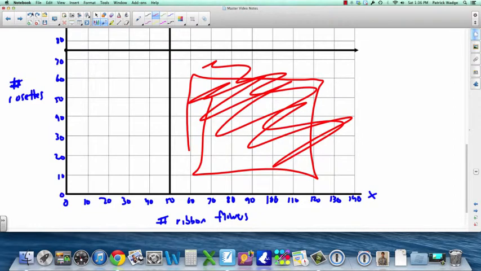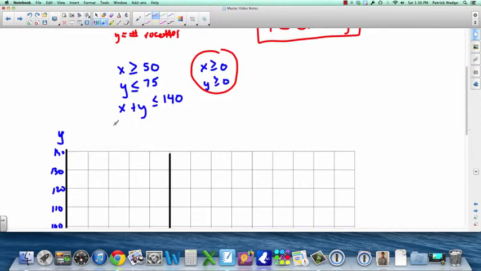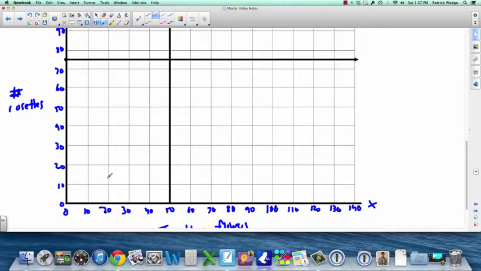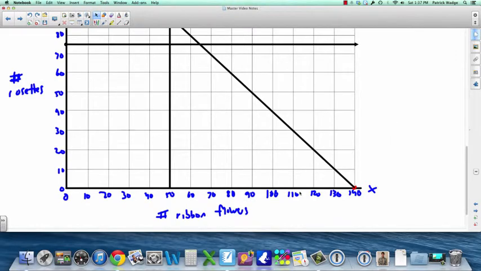Okay, so we'll keep that in mind, but we still have one more to graph, and that is x plus y is less than or equal to 140. Think of that being equal, so I can rewrite it here: x plus y equals 140. This would be very easy to do in standard form again, because if you put 0 into x, you get 140 for y. If you put 0 into y, you get 140 for x. So one point is going to be here at 0, 140, and the other point is going to be here at 140, 0, and then we'll join those with a line, like this. So there's a line.